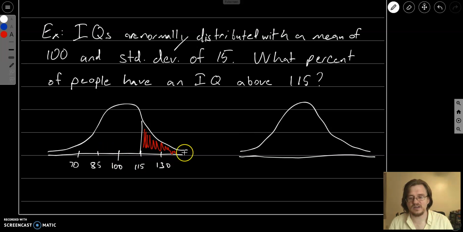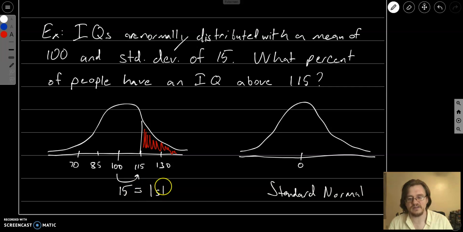And so for the standard normal distribution, the mean will be 0. And when we look at this, the value that we want is 1 standard deviation above the mean. So to get from 100 to 115, this is going 15 over, which is equal to 1 standard deviation. So when I go 1 standard deviation above the mean in a standard normal distribution, well, this standard deviation is just going to be 1. So I'm looking at this area right here.